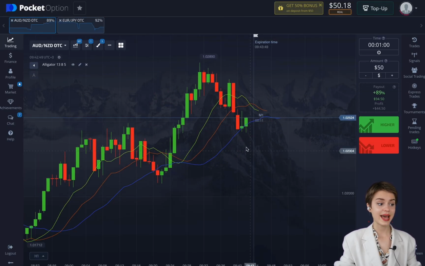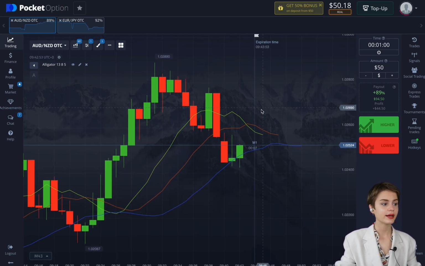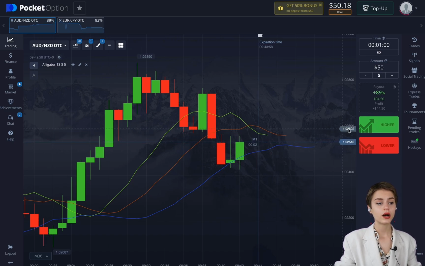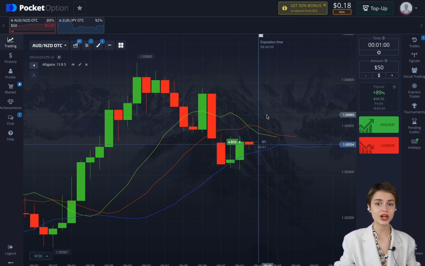Guys, we should get ready for the first deal. We're waiting for the confirmation. In this case, the green candle should be formed higher than the blue one. So we open a deal with higher, and let's analyze the chart.